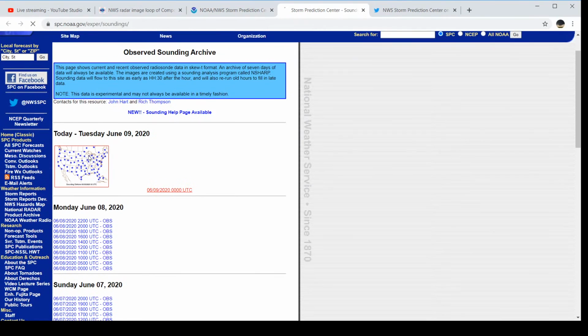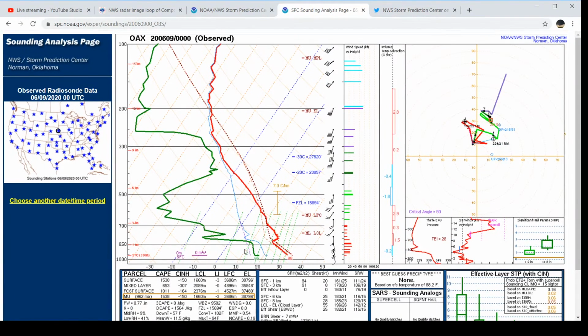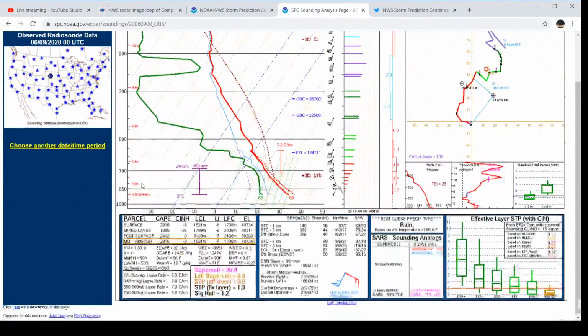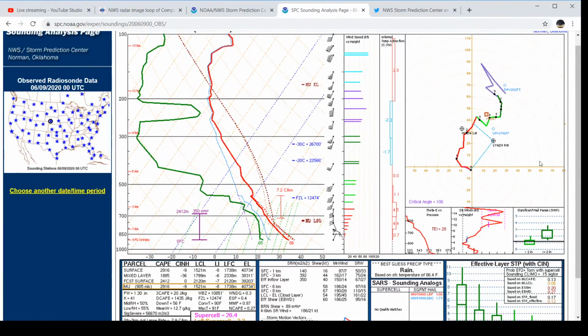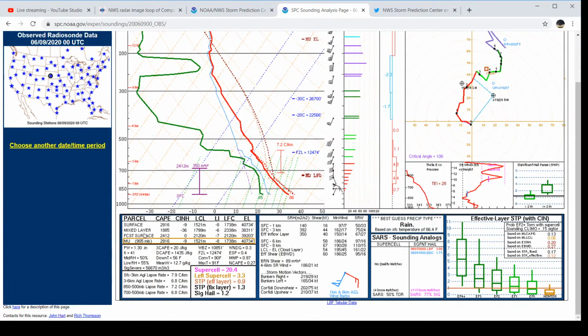First, we're going to look at the balloon data. This is at 00Z, so this is about an hour ago. These storms are happening down here in Nebraska. As we can see, there are some low-level winds. We can see the backing. Right here, we can see the CAPE, about mixed layer 1885. Very little convective inhibition.